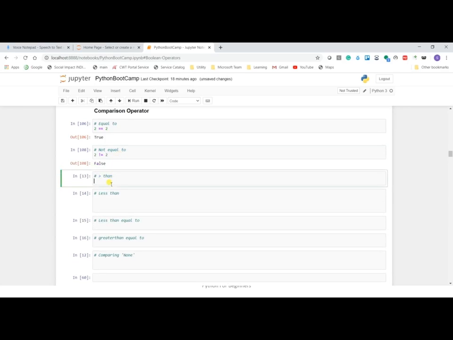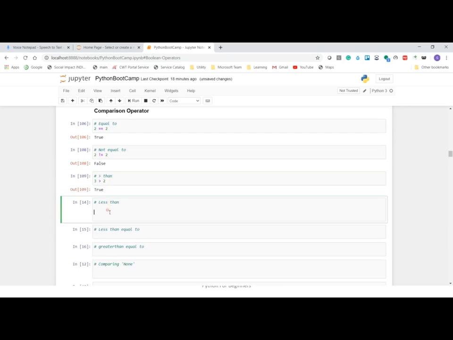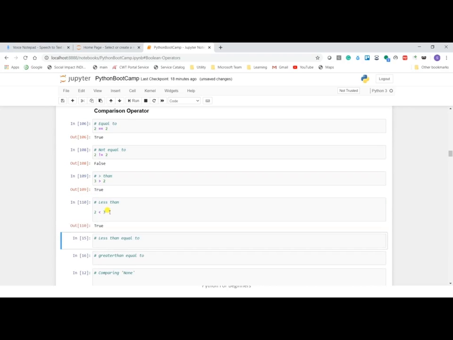The next comparison operator is greater than. That means if the left hand side operand is greater than the right hand side, then the value would be true. Less than is just the opposite. On the left hand side, if the value is less than the right hand side, then the value would be true. Less than or equal to considers both if the left hand side value is less than or if it is equal to. So it will check both the conditions.